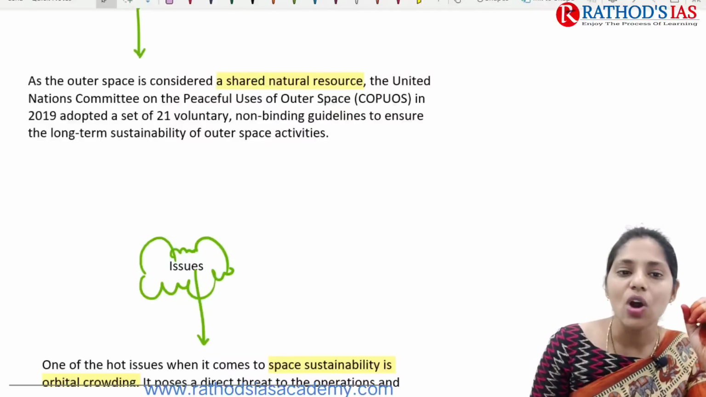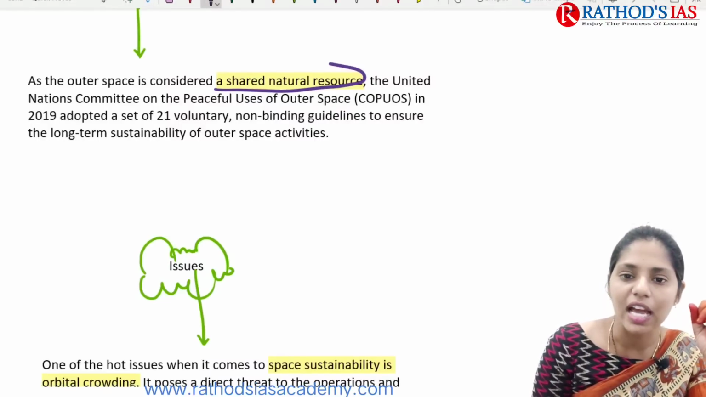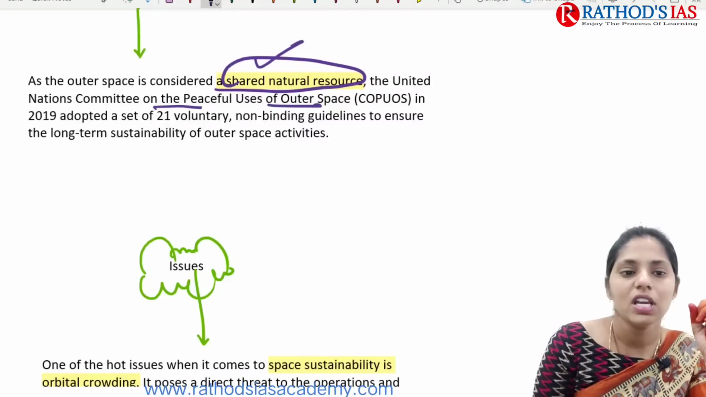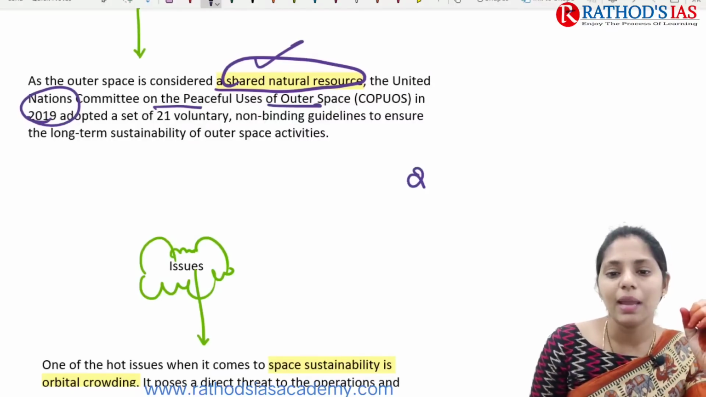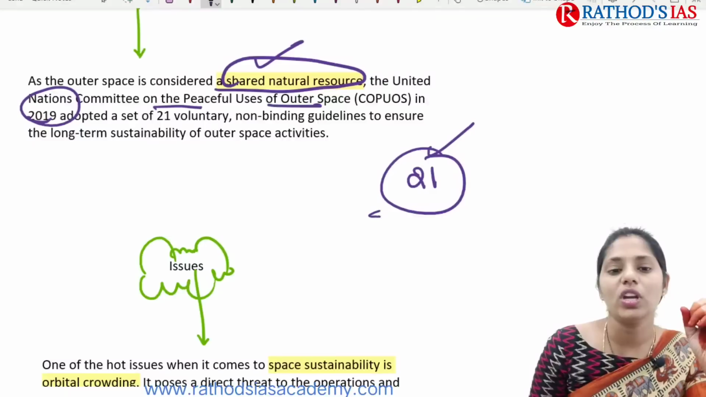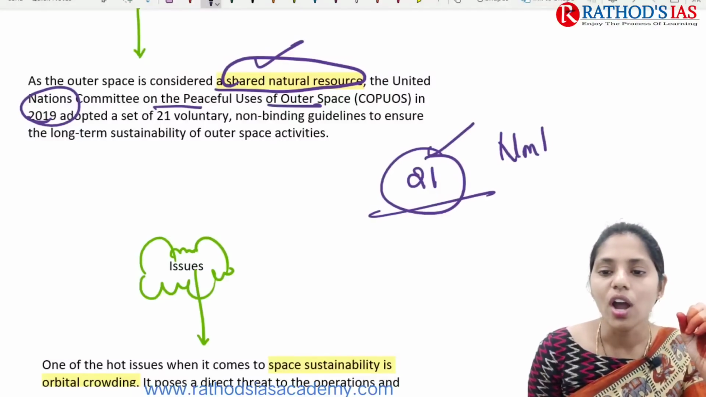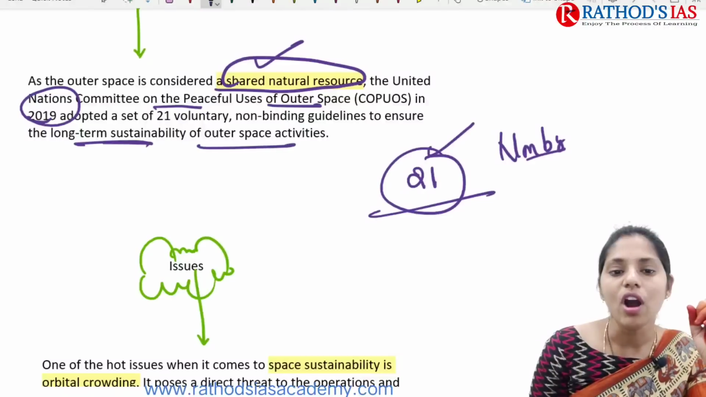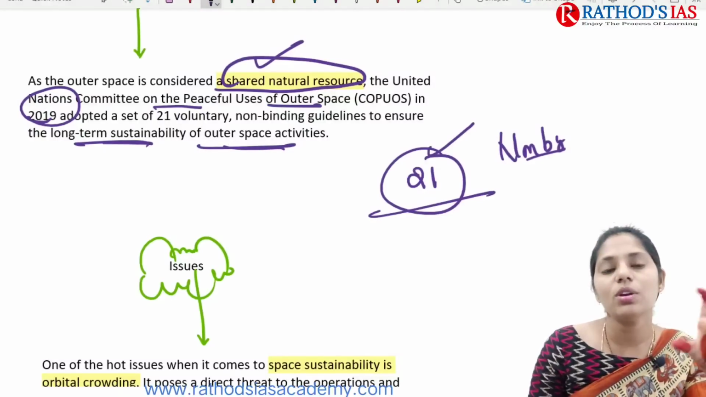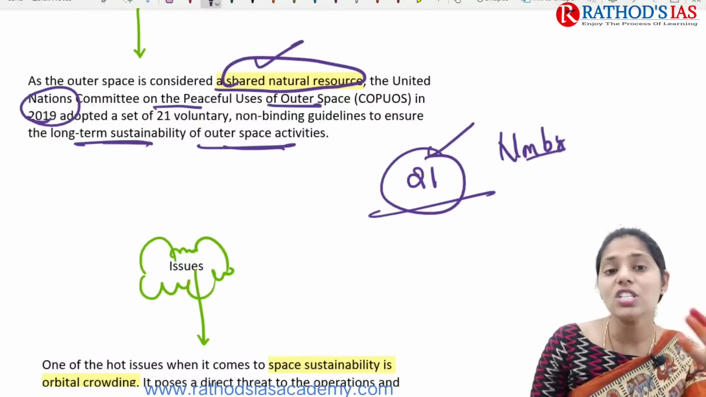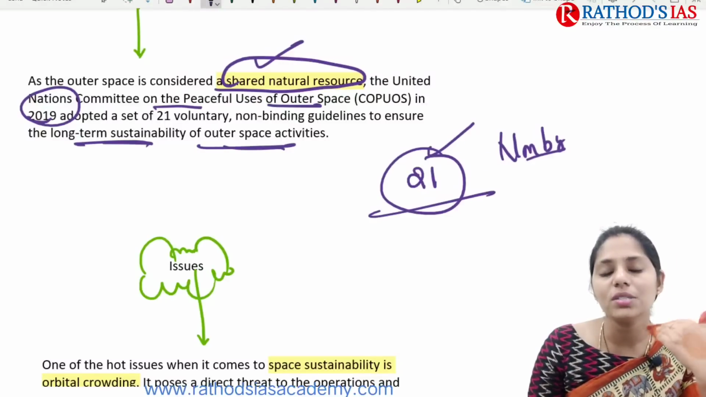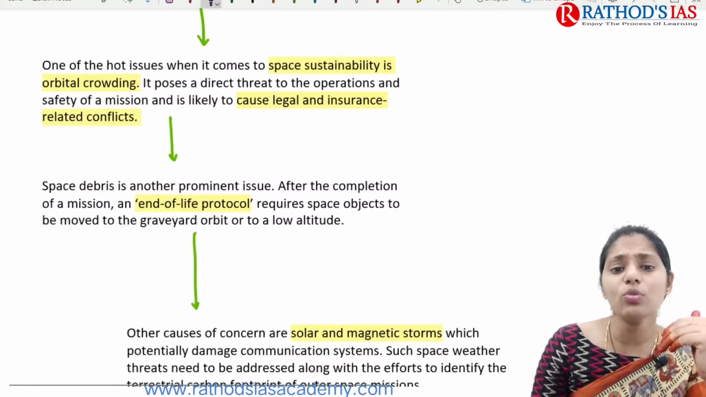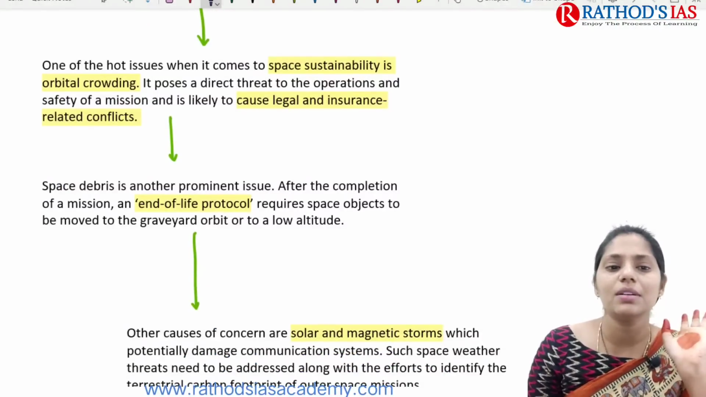As outer space is considered a shared natural resource, the United Nations Committee on Peaceful Use of Outer Space in 2019 came up with the adoption of 21 voluntary and non-binding guidelines to ensure long-term sustainability of outer space activities. So we are mainly focusing on some guidelines for the space sustainability of outer space activity. If we're talking about the issues, yes, we are facing some issues.